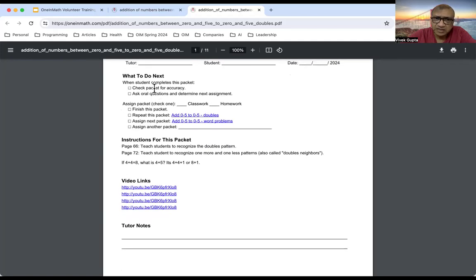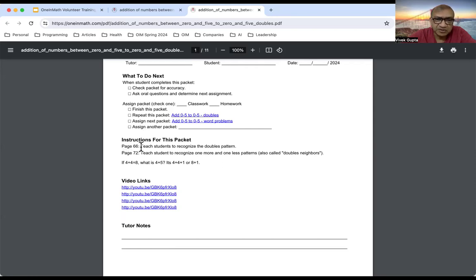when the student completes the packet, check the packet for accuracy, ask oral questions at the end. And then after asking the oral questions, it tells you these are the 4 kinds of things you can do. If the child hasn't finished, finish the packet, repeat the packet, or assign the next packet, assigning another packet.